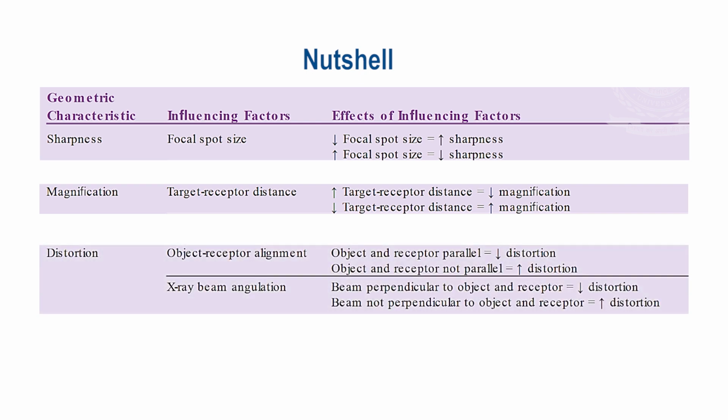Distortion depends upon object receptor alignment and X-ray beam angulation. If the object and receptor are parallel to each other, it will result in minimal distortion. Also, minimal distortion will be seen when the X-ray beam is perpendicular to both object and receptor. So this is how these factors, or in other words, projection geometry, influence the geometric characteristics of an image. Today we covered the principles of projection geometry.